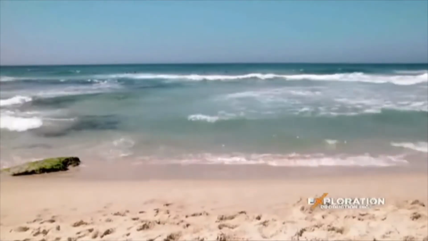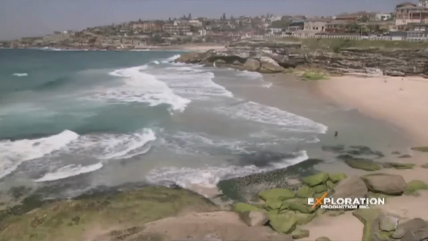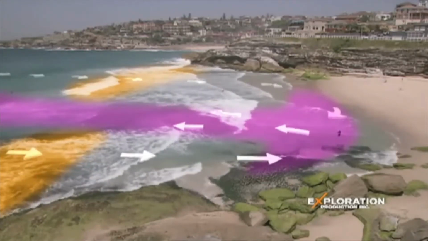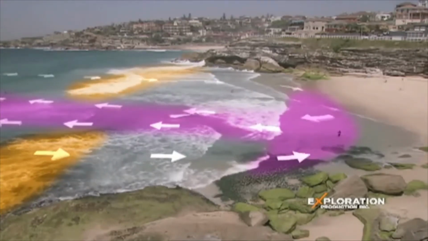Basically, rips are strong, narrow currents that flow from the shoreline through the surf zone and offshore. They exist to take all the breaking water that's piling up on the beach back out to sea.